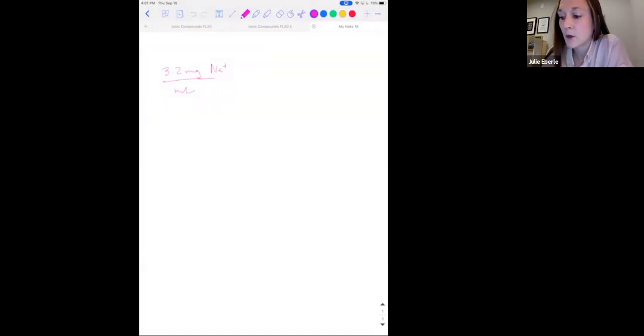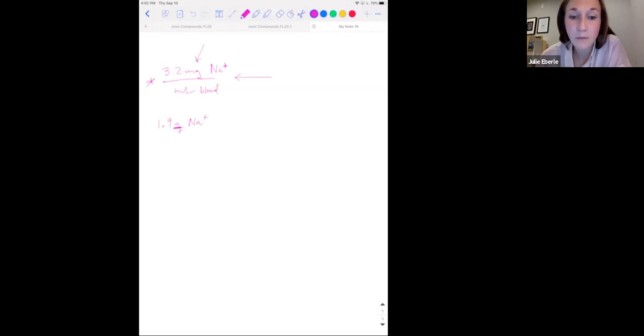Okay, so we're going to work the first problem. It says how many milliliters of blood serum would be needed to obtain 1.9 grams of sodium. So this is the relationship the problem gives us right here. We want 1.9 grams of Na+, and we want to know how many milliliters of blood. So we're simply going to use this as a conversion factor to convert to mL of blood. Now, the number that they give us is in grams. So to use this, we first need to convert to milligrams.